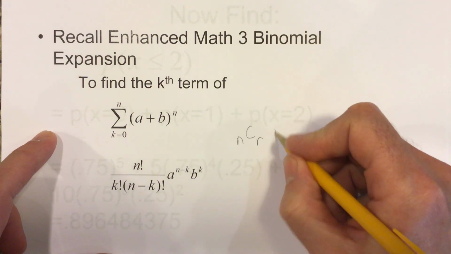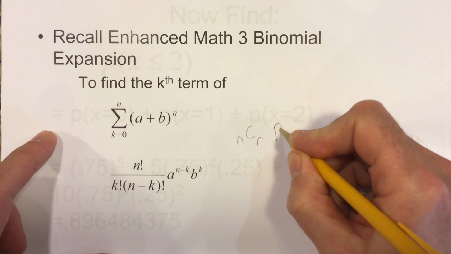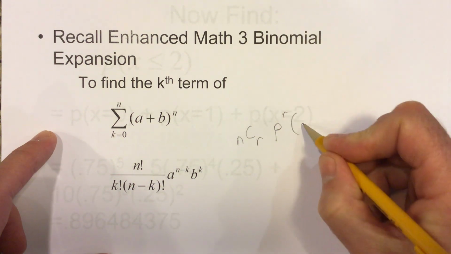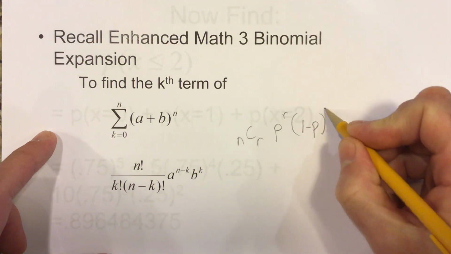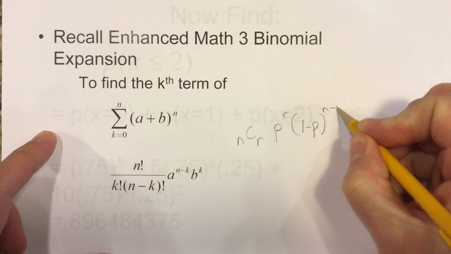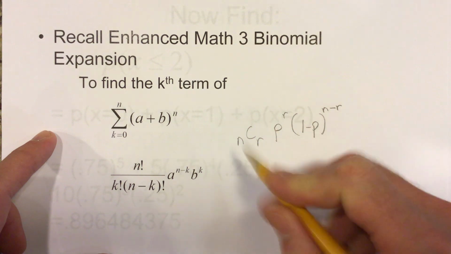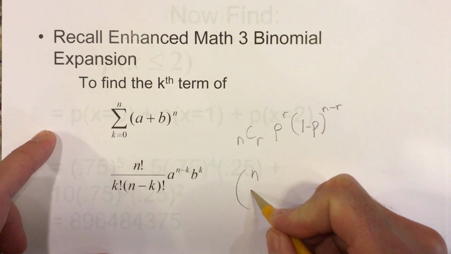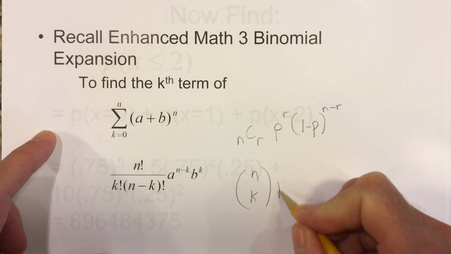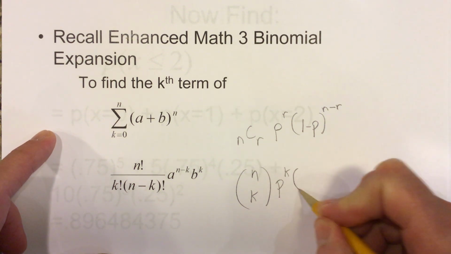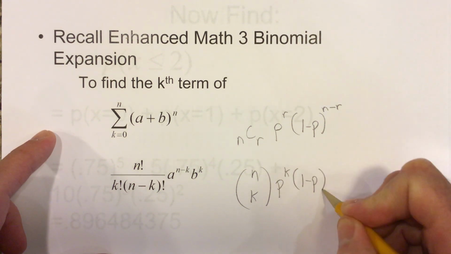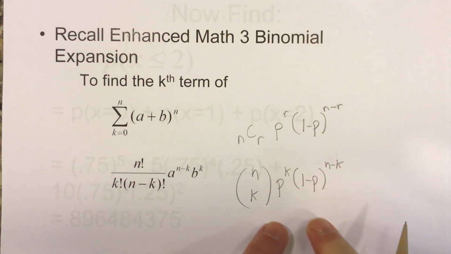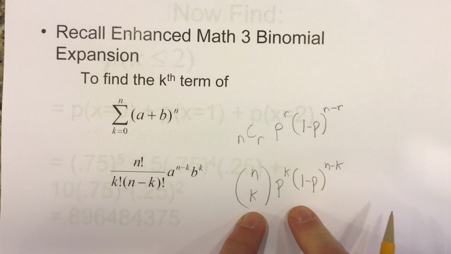And then that's going to get multiplied by p to the r. We want that many successes. And then the number of failures would be n minus r. Okay, so like that. On your formula sheet, it's going to look like this. Okay, so it will probably look like that on your formula sheet.